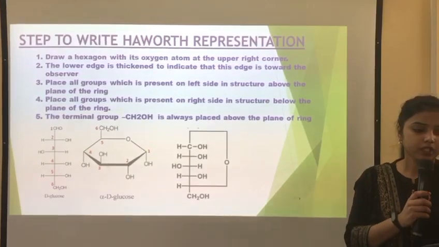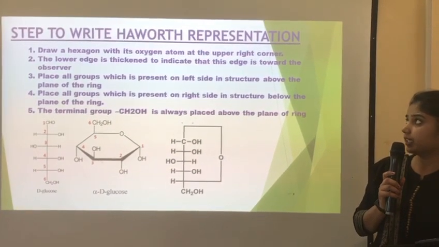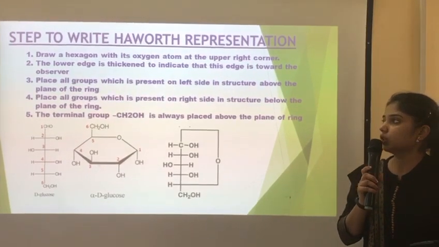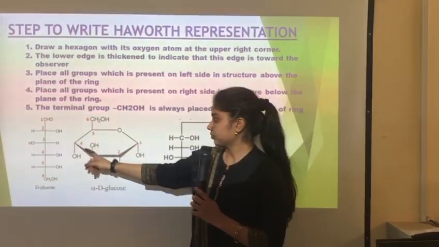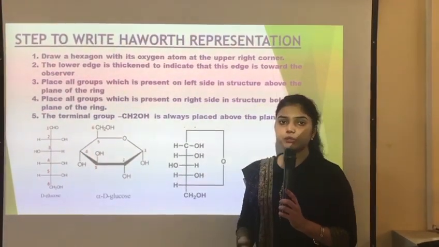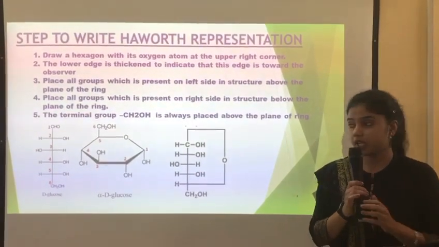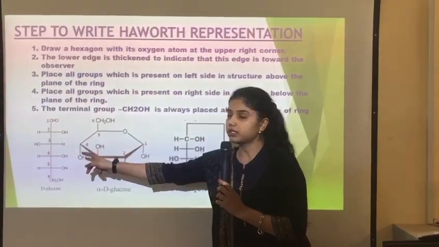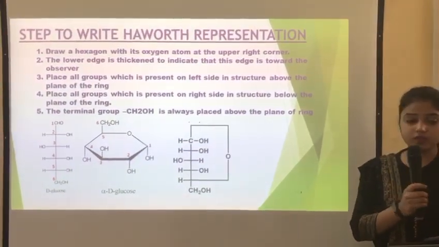The second step is that the lower edge is thick to indicate that this edge is toward the observer. It means this line, the lower portion, is darker, which means that it is placed toward the observer, and this portion is placed away from the observer.